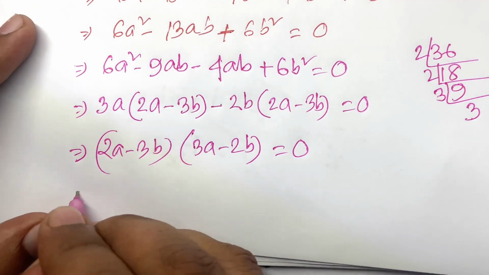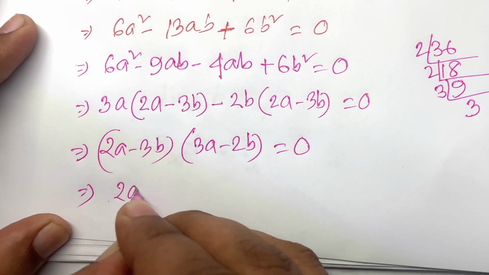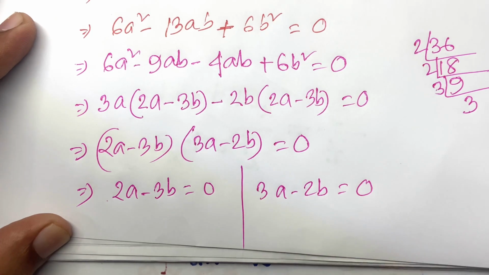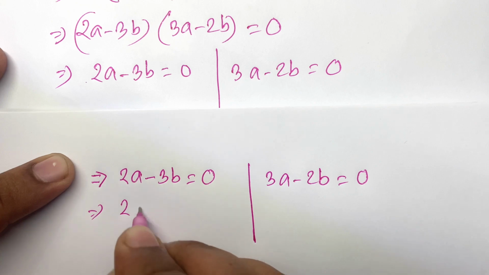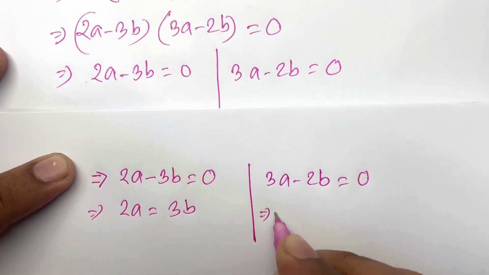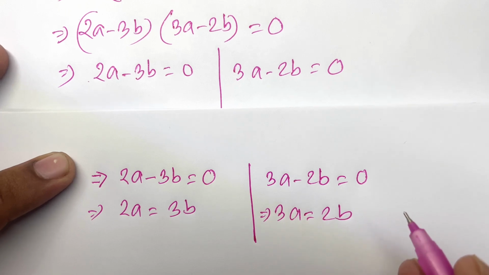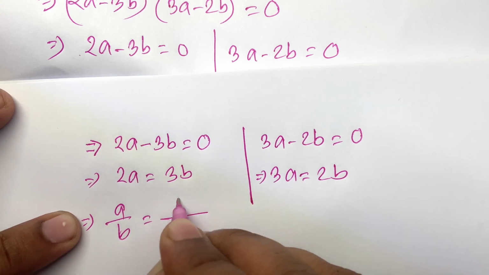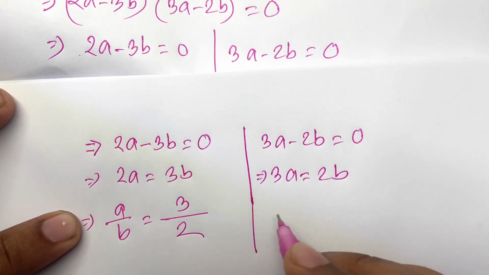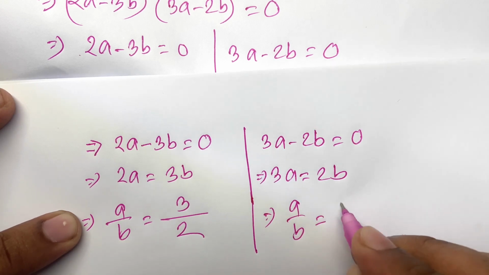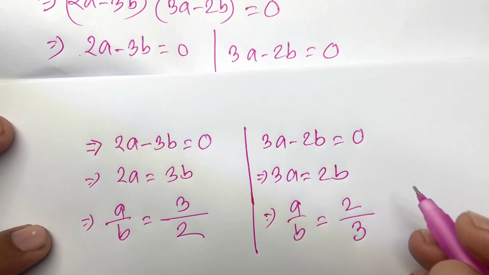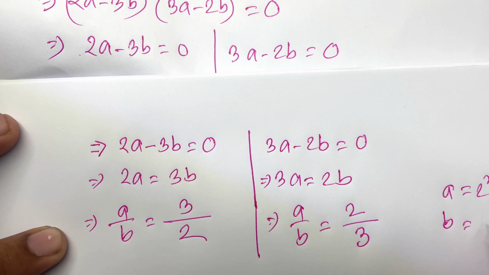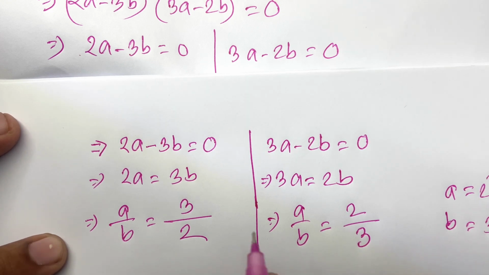Now I can say easily 2a minus 3b equals 0 or 3a minus 2b equals 0. Now I can see easily 2a equals 3b and 3a equals 2b. Now I can say a over b equals 3 over 2, and a over b equals 2 over 3. Now we know that a equals 2^x and b equals 3^x, so I put these values in this line.